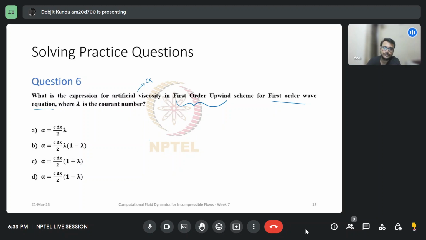So what is the expression for artificial viscosity? Is it option A, alpha equal to C delta x by 2 into lambda? Option B, alpha equal to C delta x by 2 into lambda into 1 minus lambda? Option C, alpha equal to C into delta x by 2 into 1 plus lambda? Or option D, alpha equal to C delta x by 2 into 1 minus lambda?